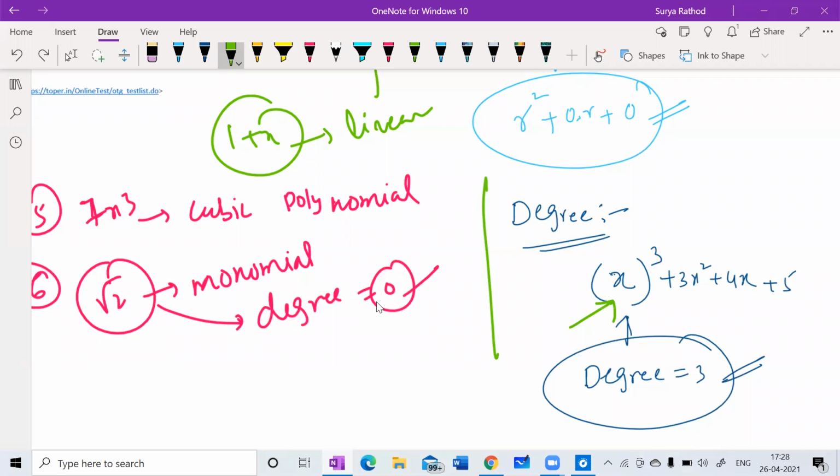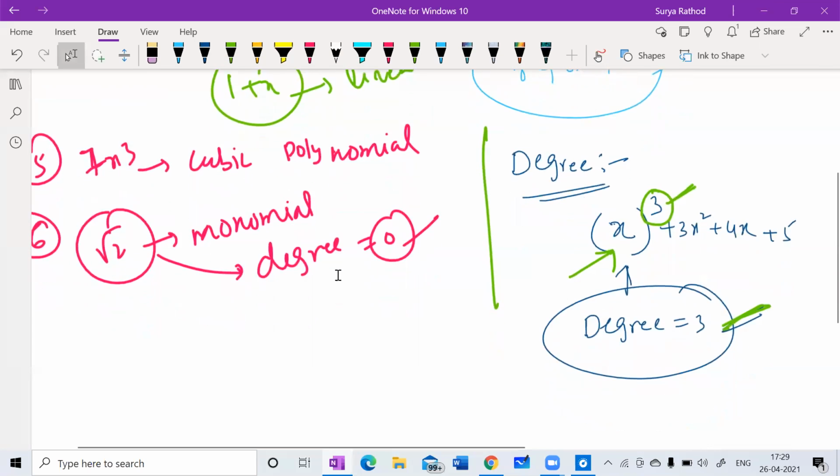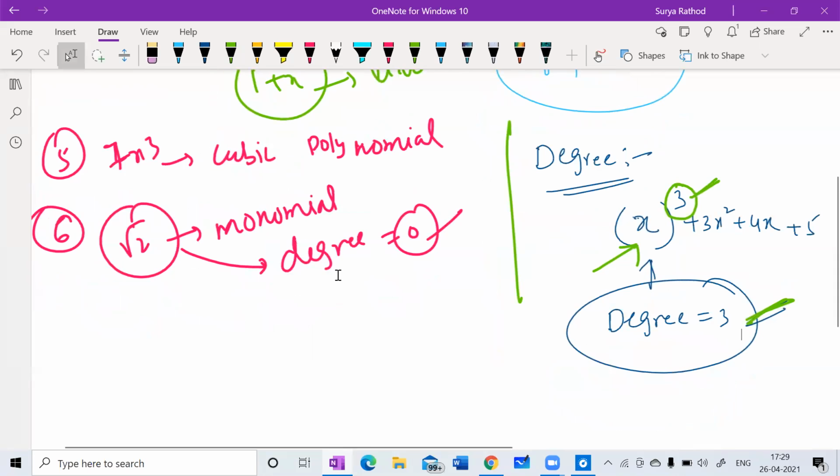We have to look at the highest power of the variable. Which variable has the highest degree here? X is the variable, and its highest degree is 3. So my degree is 3. Now he's asked: what is the degree of square root of 2?